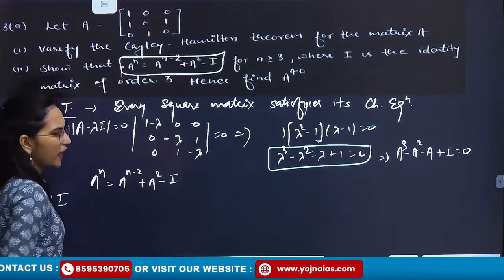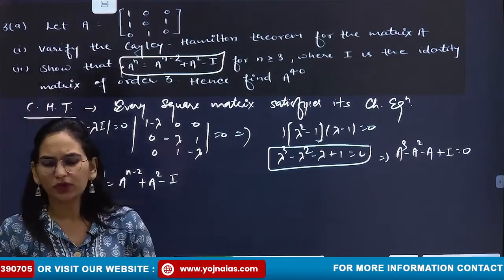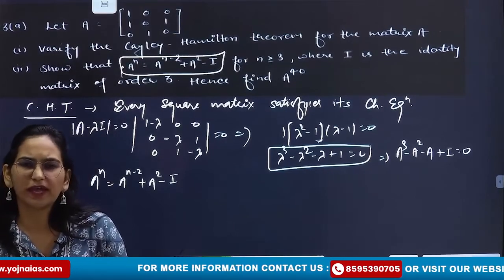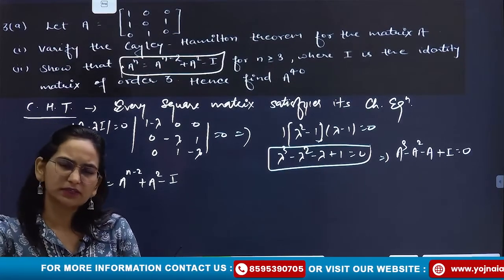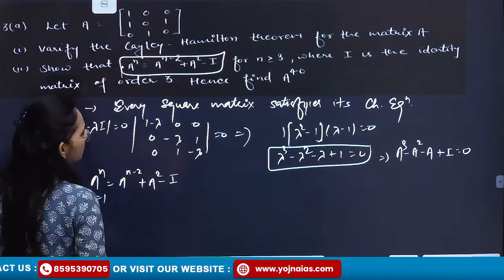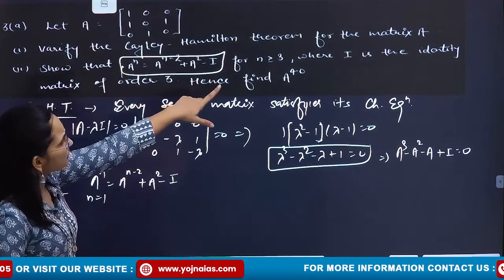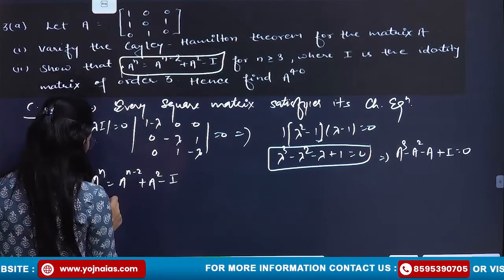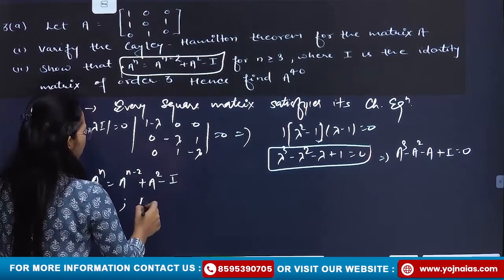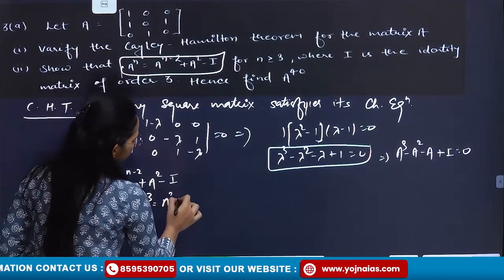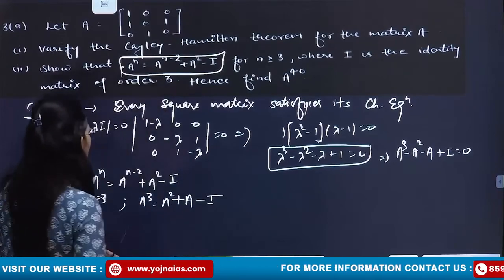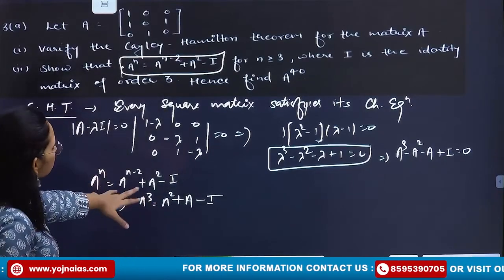What is the principle of mathematical induction? You need to prove that the result is true for n equal to 1. Then for n equal to k we assume the result is true, and then we show that for n equal to k plus 1 the result is true. Here they are saying for n greater than or equal to 3, so we will assume for n equal to 3, from the Cayley-Hamilton theorem we get A cube equals A square plus A minus I. Hence for n equal to 2 this is satisfied, and for n equal to 3 it is satisfied.